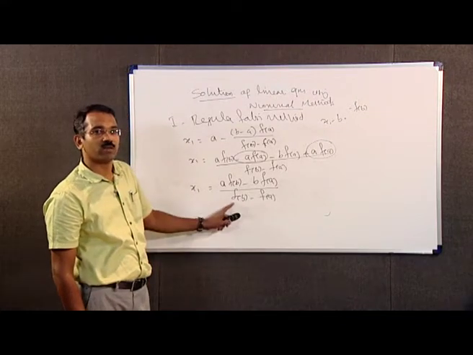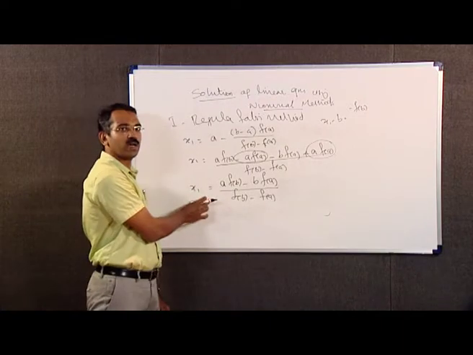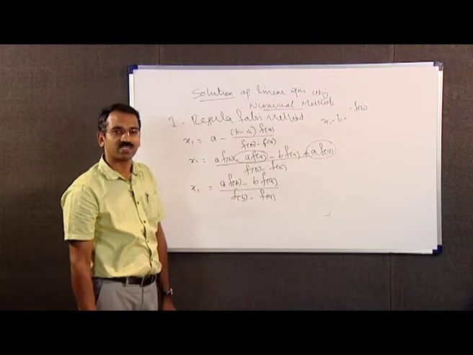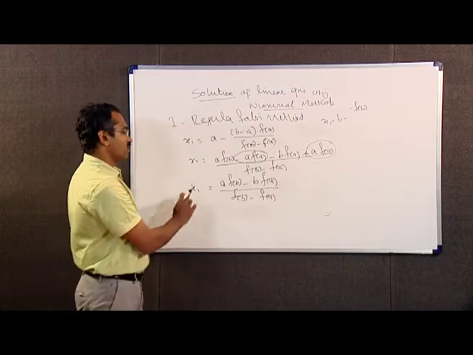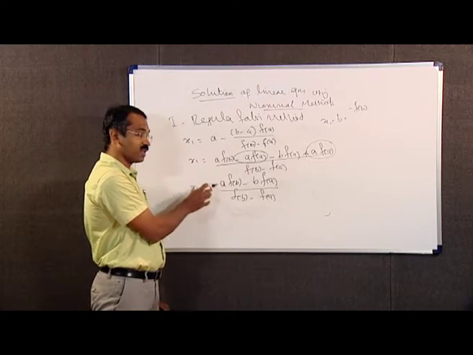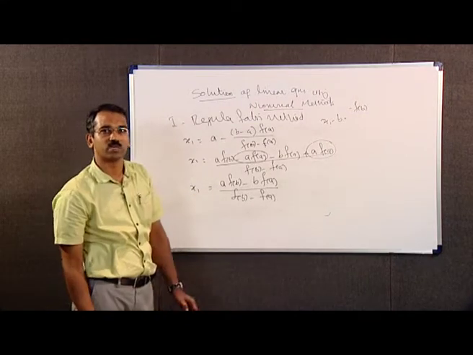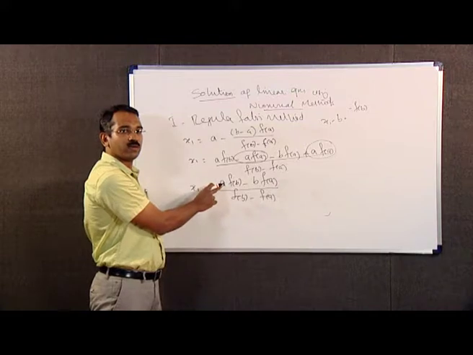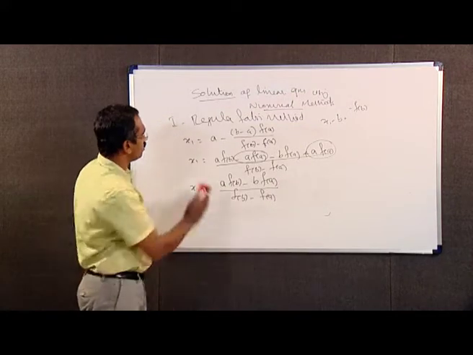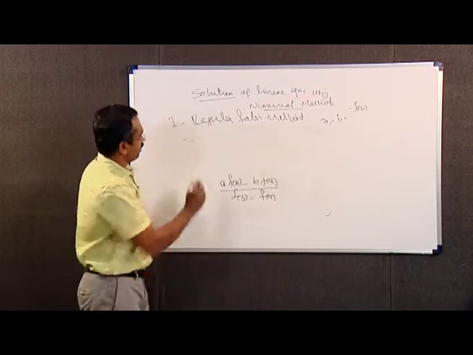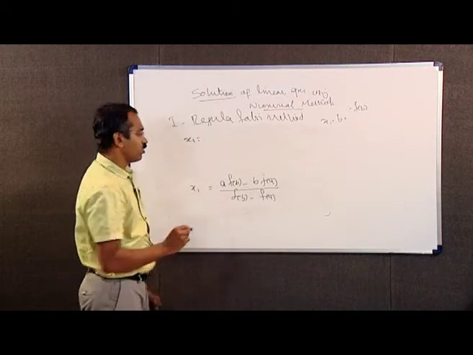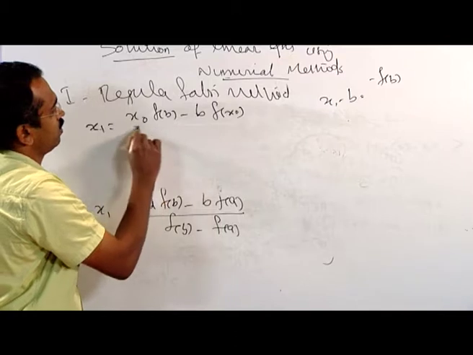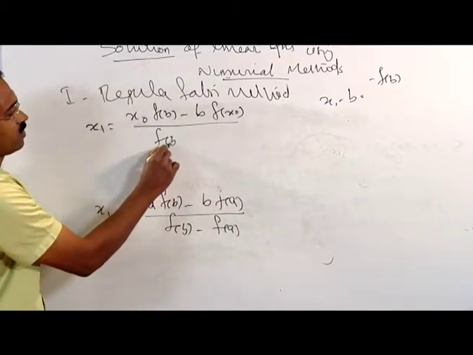The value of x1 given by this expression is only the approximate value of the actual root. Since the change in f of x will not in general be exactly proportional to the change in x, this is not the exact value of the root, this is only an approximation. If we take the initial approximation as x naught, we can write this expression as x1 is equal to x naught into f of b minus b into f of x naught divided by f of b minus f of x naught.